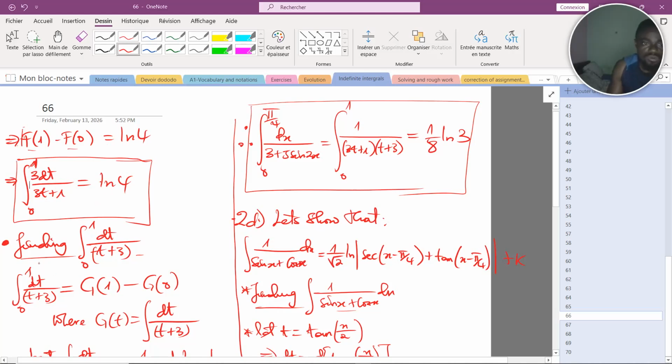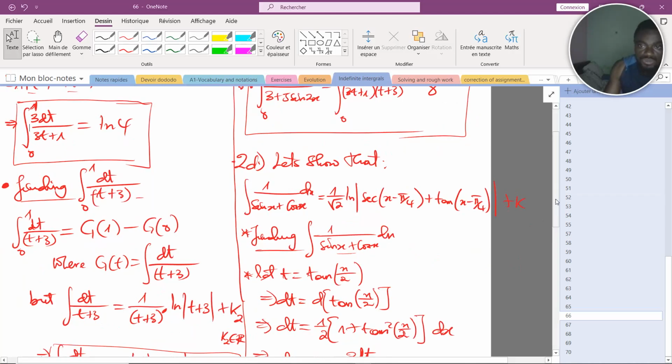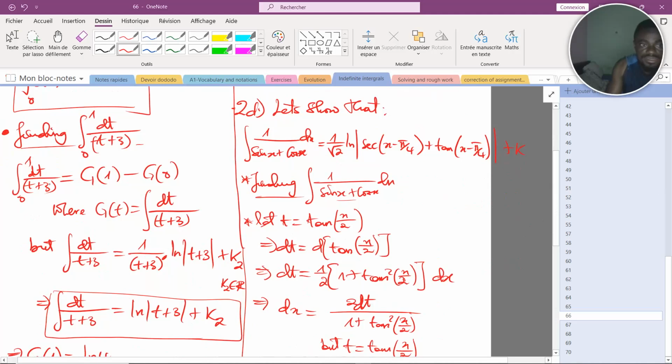Is that okay? Now let's find the other one, the integral from 0 to 1 of dt all over t plus 3. We know that this is a definite integral because it has boundaries. So this integral is equal to what? Capital G of 1, the upper bound, minus capital G of 0, where our capital G of t will be what? The primitive of dt all over t plus 3.